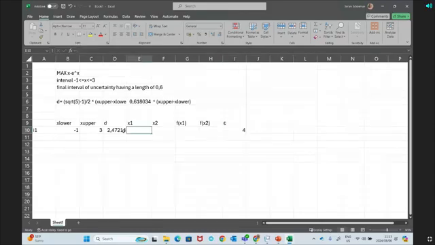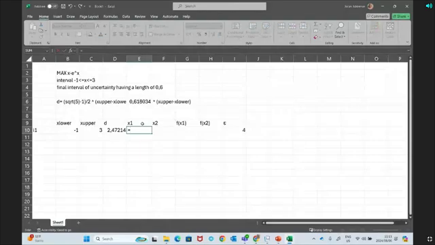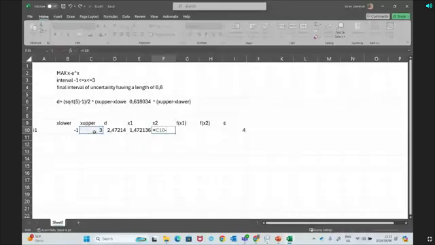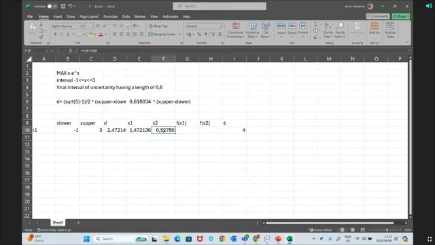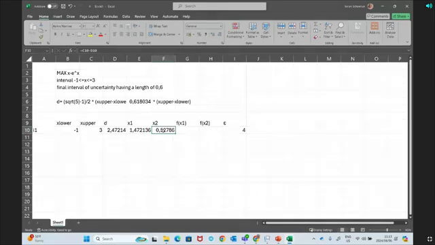Then to get x1's value, I drew out the picture a few times yesterday. To get x1's value, you take the lower and you add the distance. To get the value of x2, you take your upper minus the distance. So the formulas will stay exactly the same. Just select, don't type. You want to copy formulas.